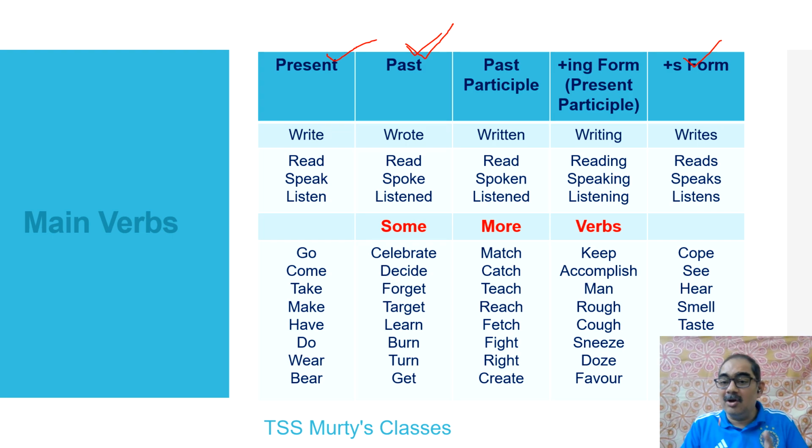So these are all finite forms. But when you look at the past participle form, that is written, or writing, these two are the non-finite forms. They cannot be used to express tense anywhere. They depend on some helping verb to express tense. Hence, out of the 5 forms, there are 3 finite forms and 2 non-finite forms.